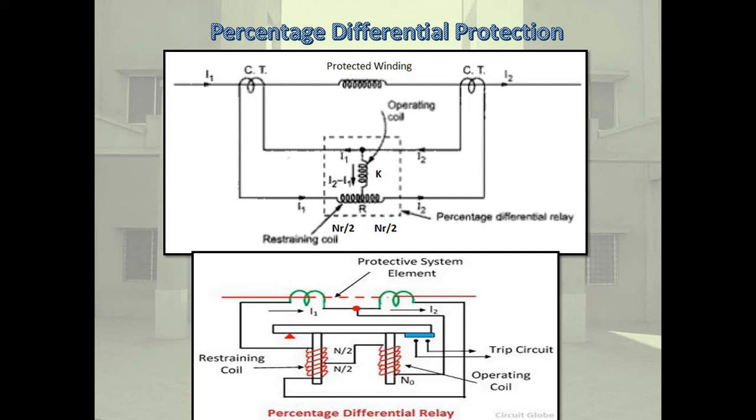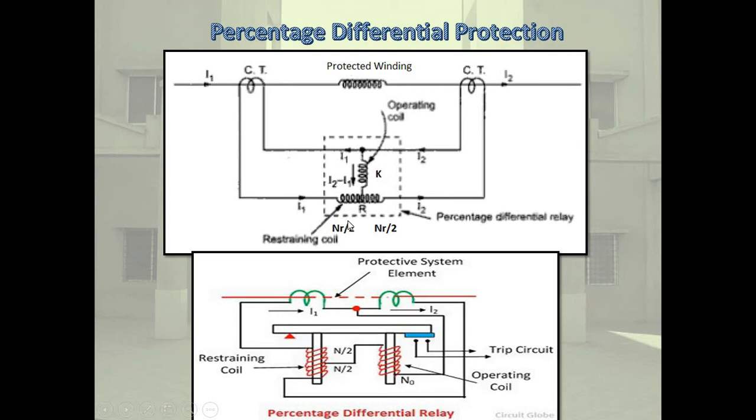In the bias differential relay, there is one additional coil which is known as the restraining coil. The coil is in two sections. One lead of the operating coil is connected to the center of the restraining coil and another end of the operating coil is connected to the pilot wire. Okay. So the operating coil is connected to the center of the restraining coil. So this is N1 turns and this is N2 turns, or we can say NR by 2 and NR by 2.